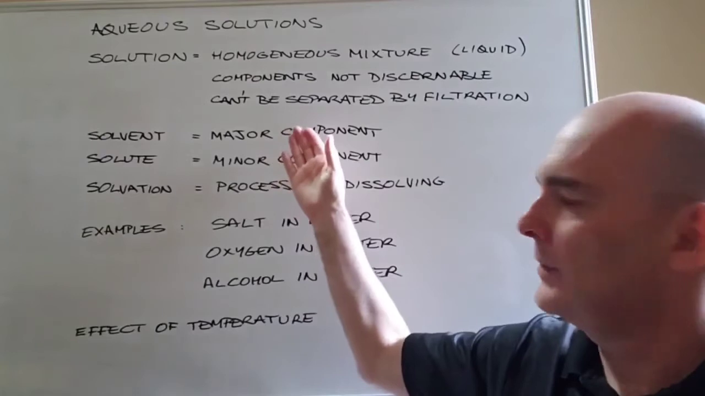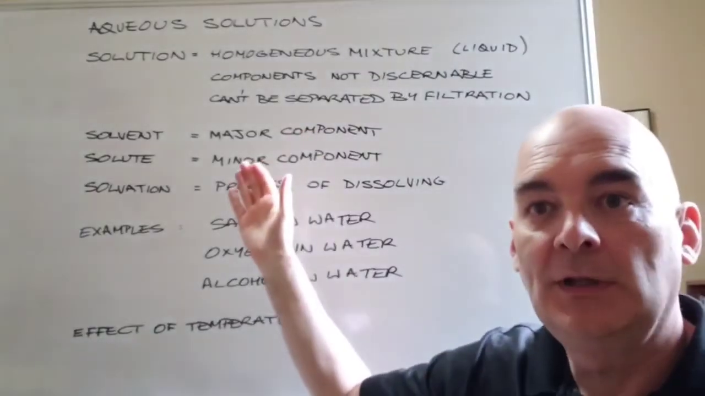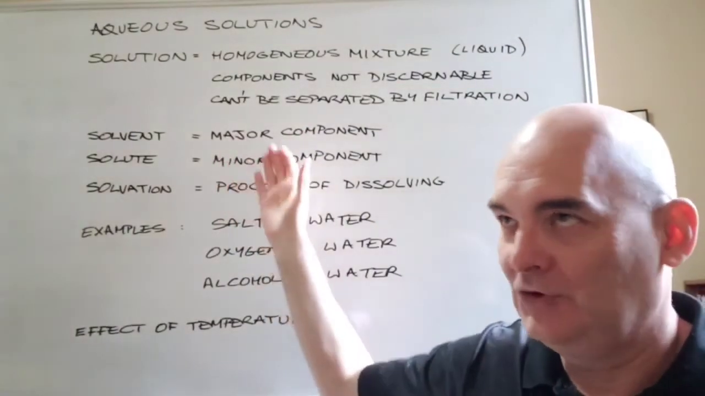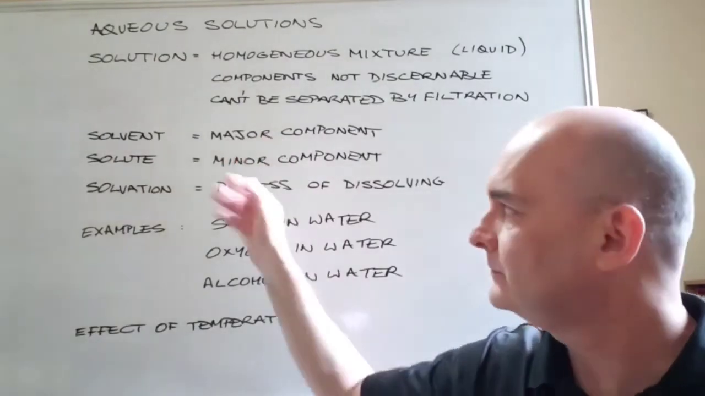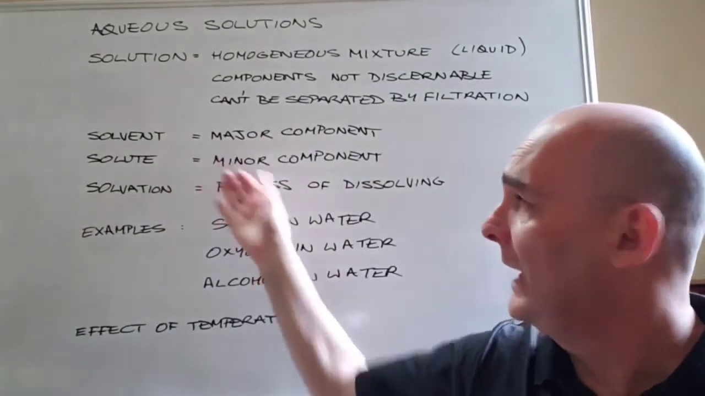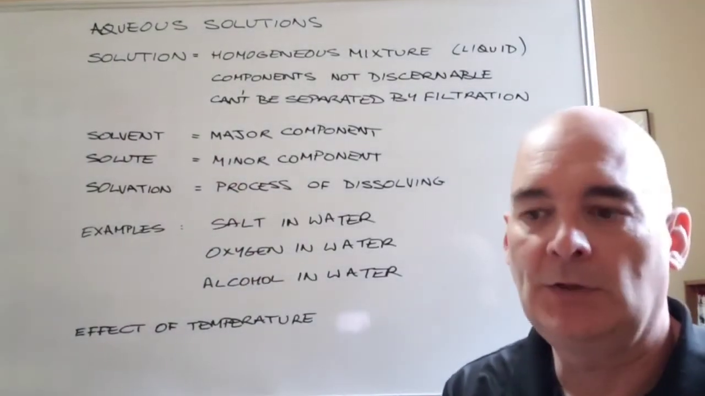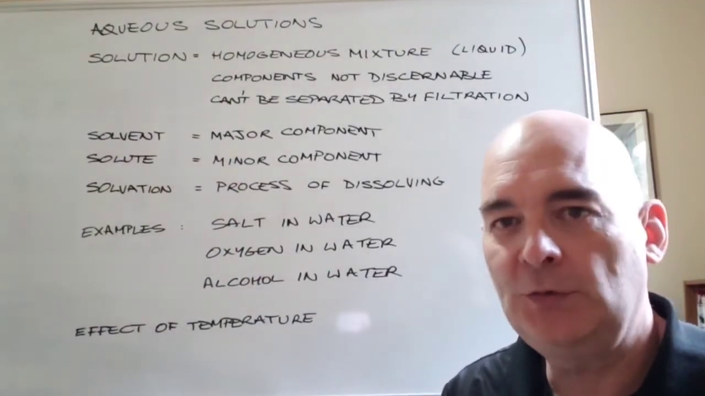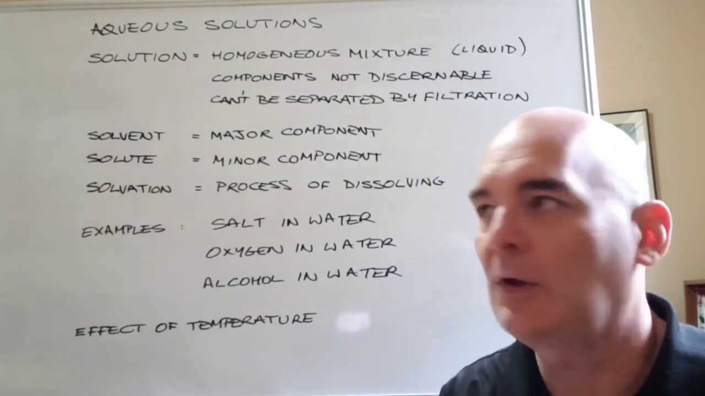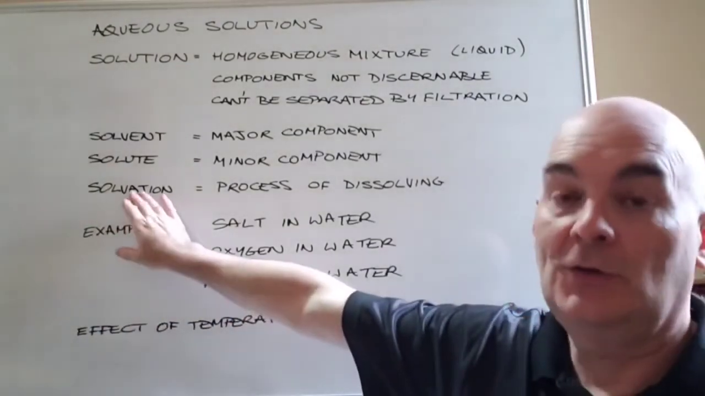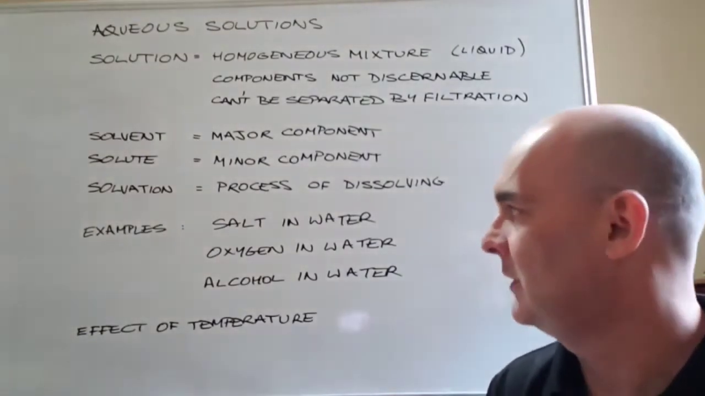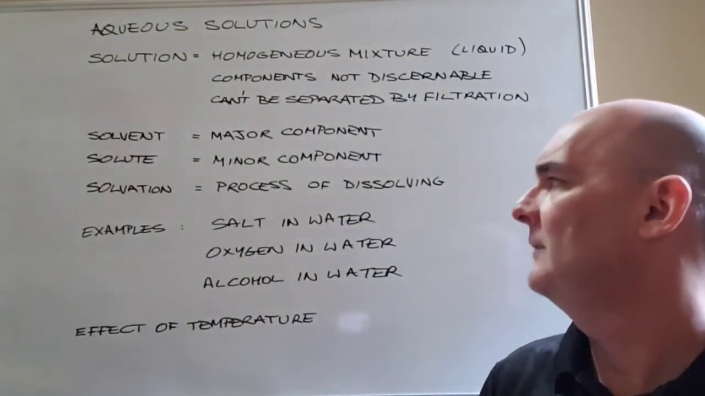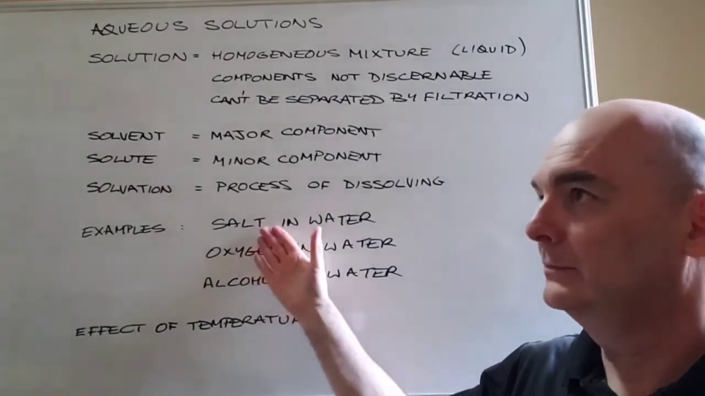In terms of definitions of what's going on, we have a solvent. The solvent is the major component. And for us, in this chapter, the majority of the time, that's going to be water. And then a solute. And the solute is the minor component. And the solute dissolves in the solvent in a process called solvation. Solvation is the actual process of dissolving. So here are a couple of examples of solutions.